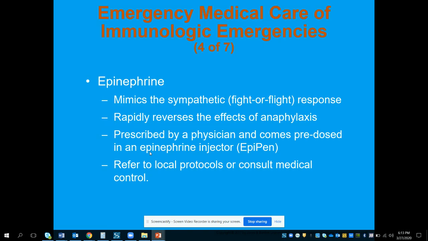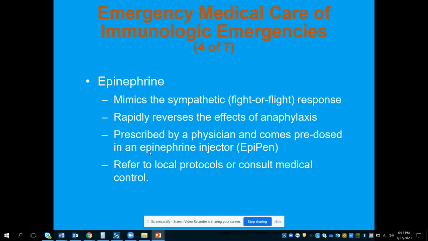And then as far as the epinephrine, remember that can be 0.3 to 0.5 milligrams for adults and then 0.01 milligrams per kilogram for pediatric patients. This epinephrine injection is going to mimic the sympathetic fight or flight response, and it helps to rapidly reverse the effects of anaphylaxis. So again, you'll probably see the effects of this medication within 30 seconds to a minute of injection.